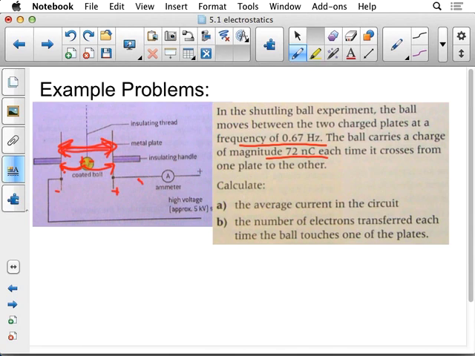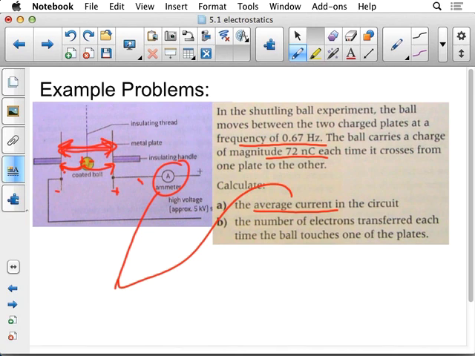So, given that information, what would be the average current that we might measure with an ammeter? An ammeter is an electrical device, a meter, that measures current, right? So we measure the current with an ammeter, and if this thing is happening fairly quickly, the ammeter will probably show an average value. Go ahead and calculate that, and calculate the number of electrons that are transferred every time the ball touches one of the plates, given the information that's there, okay?